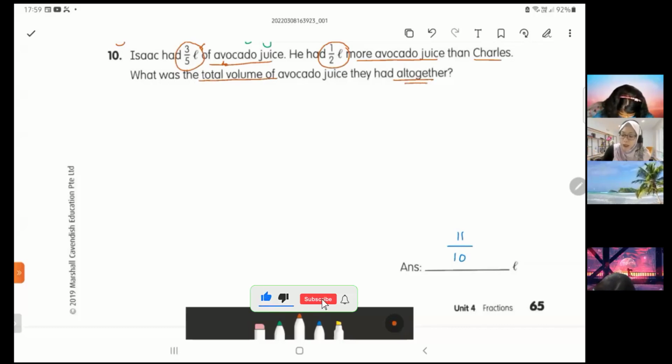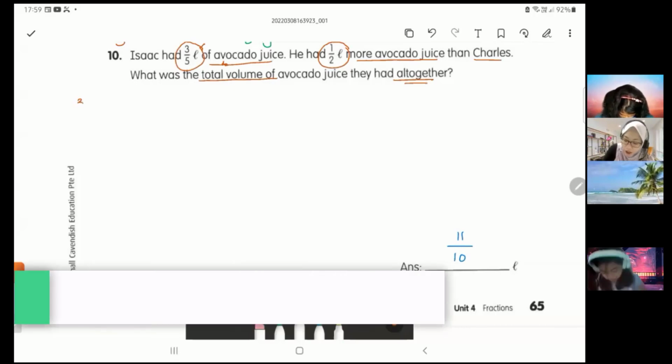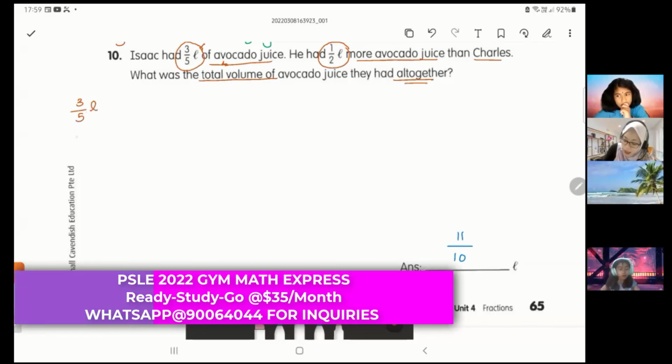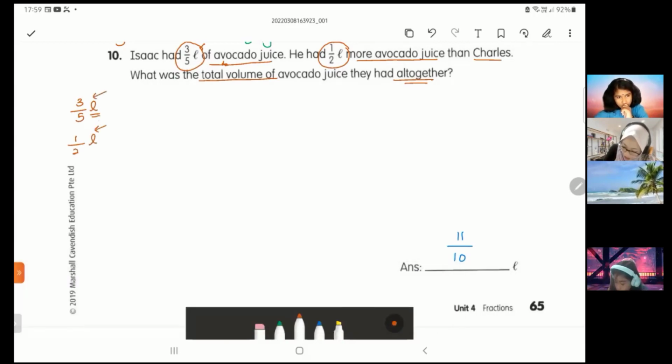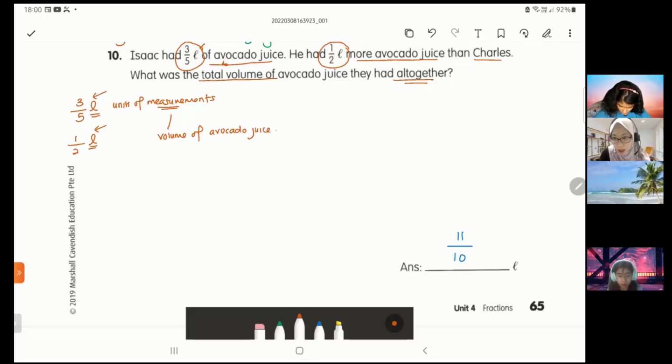Okay, I want to bring to your attention, when you have this kind of fraction, 3/5 liters, and then half liters, with the measurement, these are liters, right? These are called units of measurements. It means we are trying to measure the volume of avocado juice. It is not a fraction like the previous question on its own. It is not the same as I say this is 3/5 or I just say it is half.